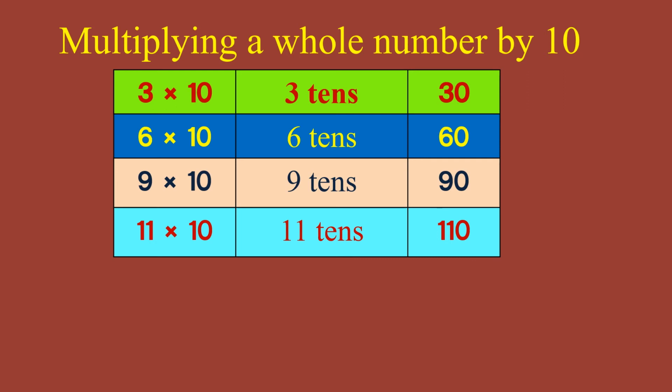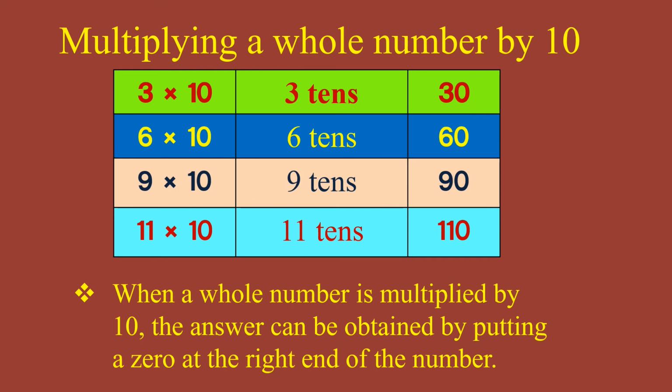The answer is 110. So when a whole number is multiplied by 10, the answer can be easily obtained by putting a 0 at the right end of the number.